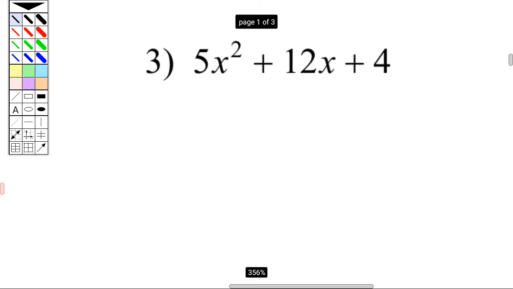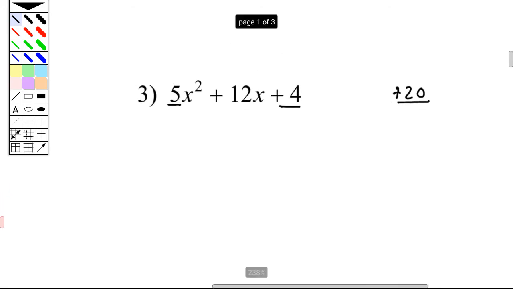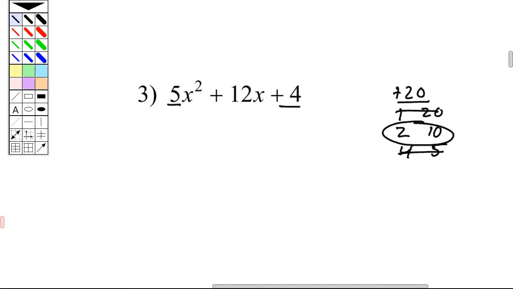Is there a GCF? No. 3 terms, leading coefficient is not 1, so I need to multiply 5 times 4 makes 20. And then I need to list all the factors of 20. So 1 and 20, 2 and 10, 4 and 5, and that's it. Out of these, which ones can add or subtract to make a positive 12? The only one that works is a 2 and a 10.